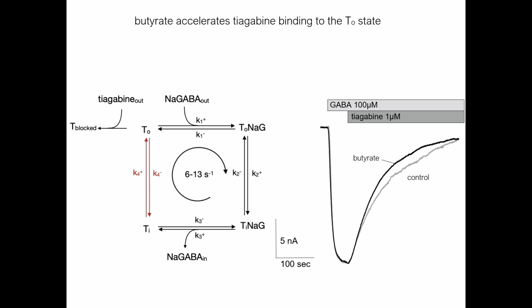And what we can see is, if you apply GABA to a cell expressing SLC6A1, again, you see this inward current because of the transport. Now when we add tiagabine, you can see the current decays back towards zero. And what was really dramatic was that when we co-applied butyrate, the entry of tiagabine to block the transporter was accelerated. I'm not going to show you all this data, but my student Kyle Cease, who's here, has a poster on this work.